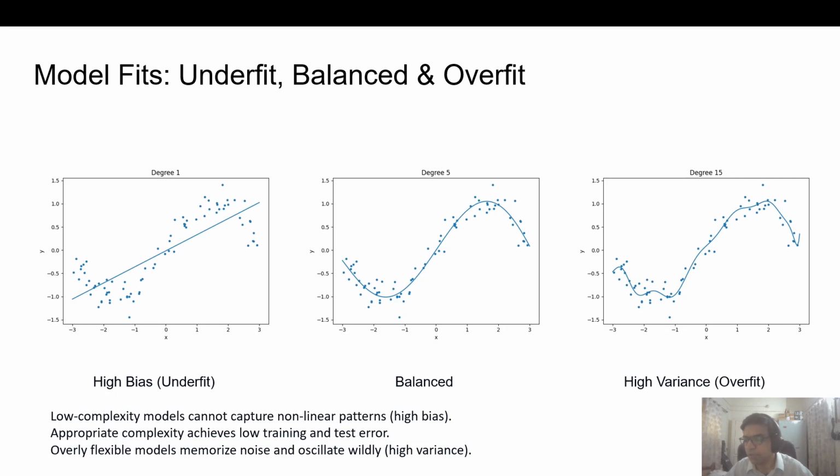And finally, moving to the right, which is the degree 15 polynomial, which literally snakes through every point. It memorizes the noise and oscillates widely. So this is a classic case of high variance and overfitting.